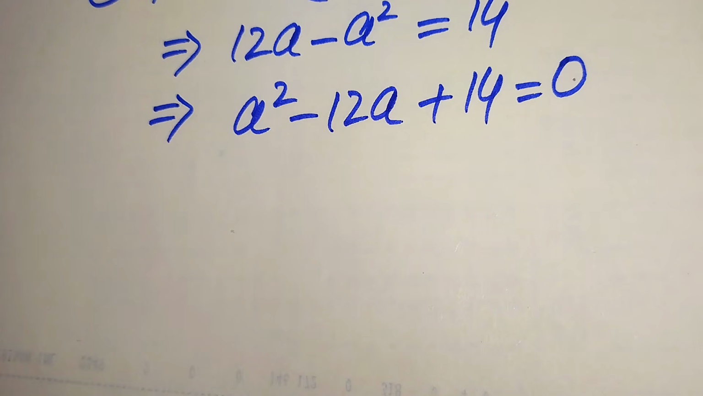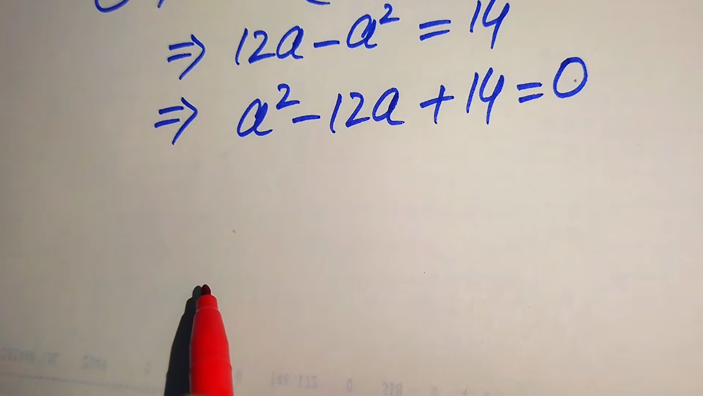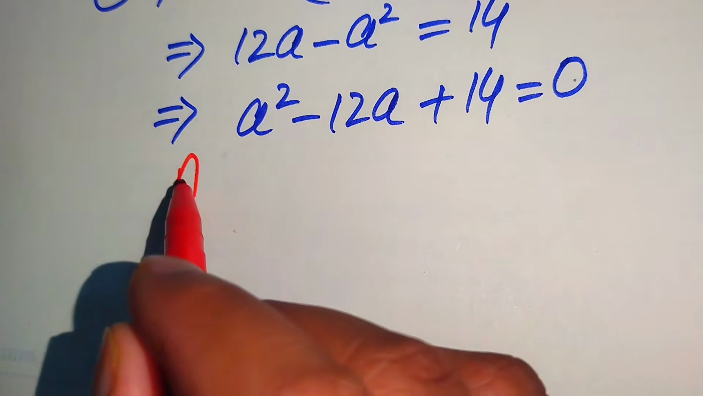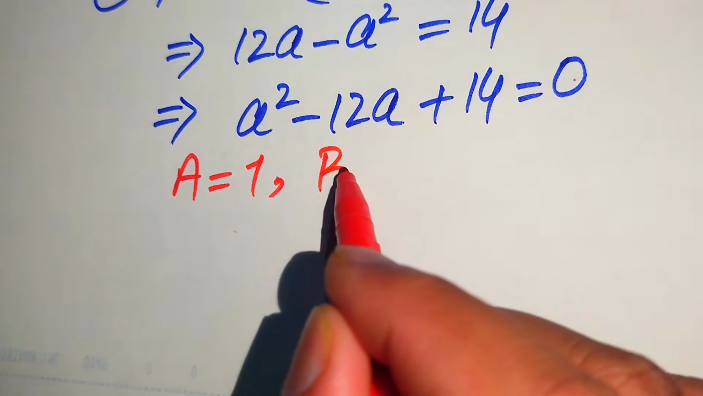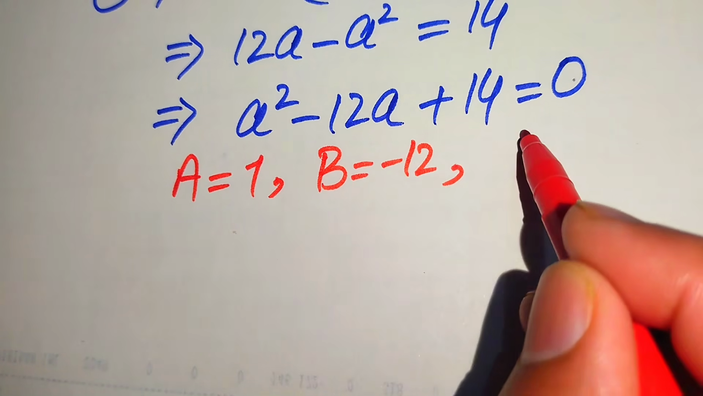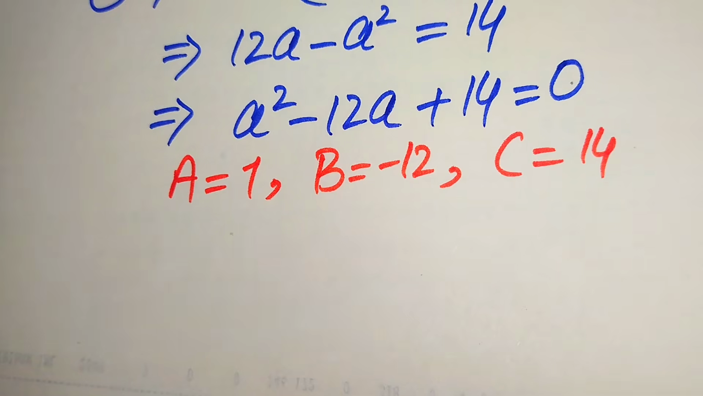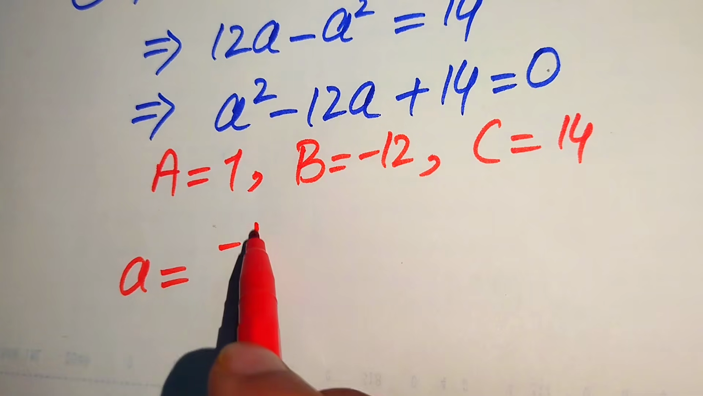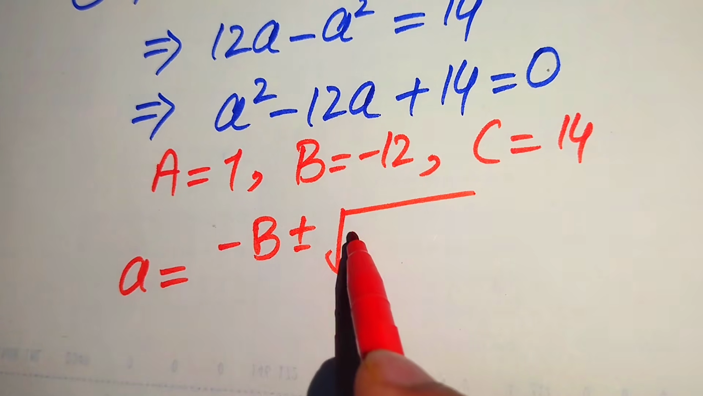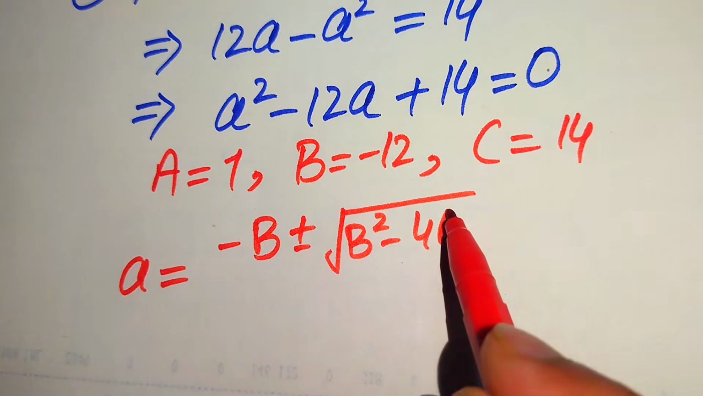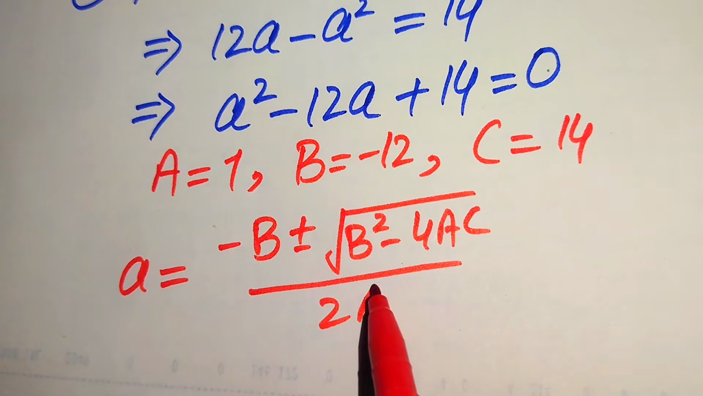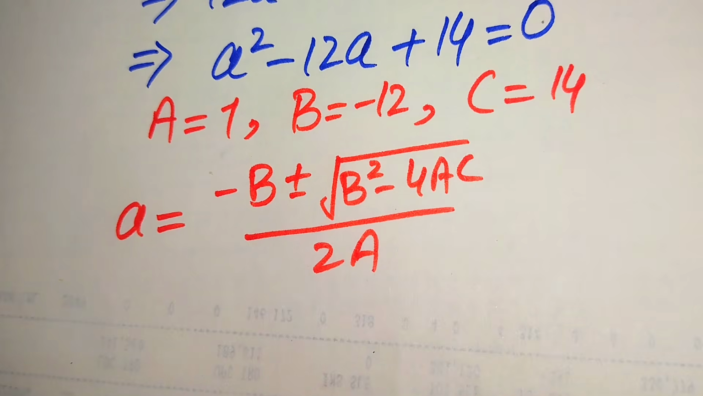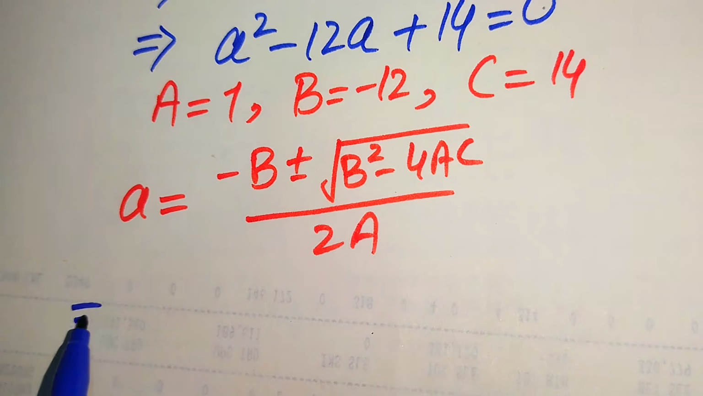So here we apply the quadratic formula to solve this equation for the values of a. For this, first we need to write the coefficients of this equation, and the coefficients are a is equal to 1, b is equal to minus 12, and c is equal to 14. We state the quadratic formula as a is equal to minus b plus minus square root of b square minus 4ac, divided by 2a.